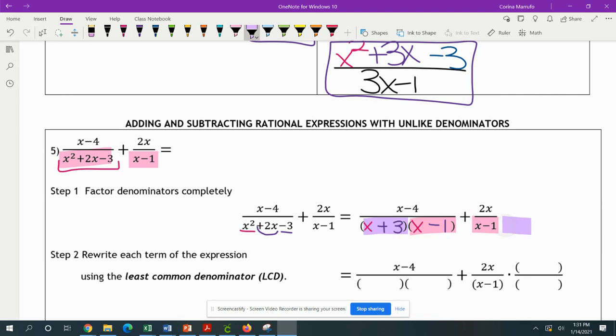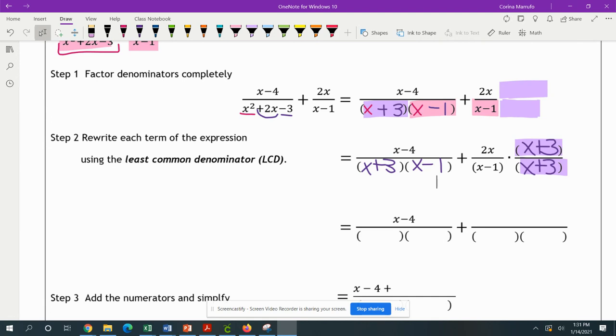But this one does not have an x plus 3. So to get a common denominator to make it look the same, I'm going to have to multiply the top and the bottom with that x plus 3, which is what it says here. So I'm going to go ahead and fill that x plus 3 right here. x plus 3, x plus 3. And then this part I'm just going to copy down here. x plus 3, x minus 1. Now that we did that, we can see that they do have a common denominator now. Our common denominator is x plus 3, x minus 1.